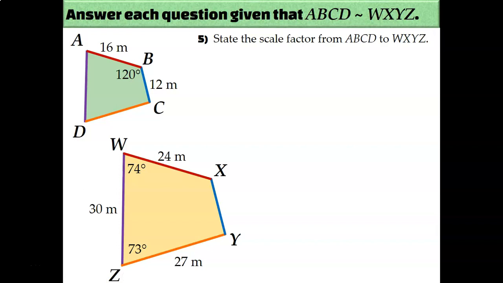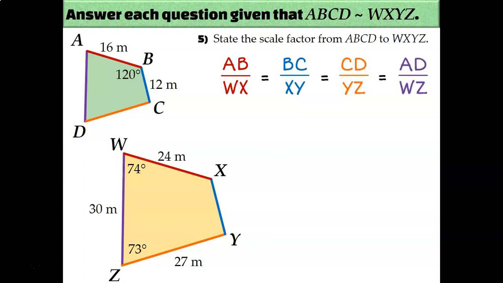And that really makes setting up our statement of proportionality so much easier. And in order to calculate the scale factor, we're going to have to use a statement of proportionality. So let's do it. AB over WX equals BC over XY equals CD over YZ equals AD over WZ. See how easy it is to set up your statement of proportionality if everything is nicely color-coded according to your similarity statement? It makes things go way faster.